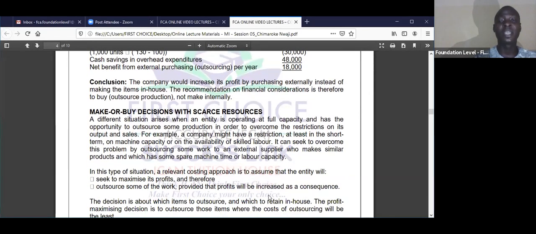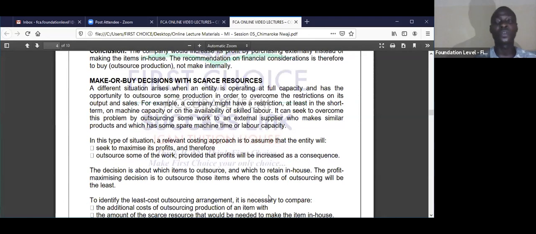So this topic is like a combination of limiting factor and relevant costing. So you see why it is coming after we've talked about limiting factor and relevant costing. You understand it now. A situation arises when an entity is operating at full capacity. That means they don't have spare capacity, but it has the opportunity to outsource some production in order to overcome the restrictions on output and sales.